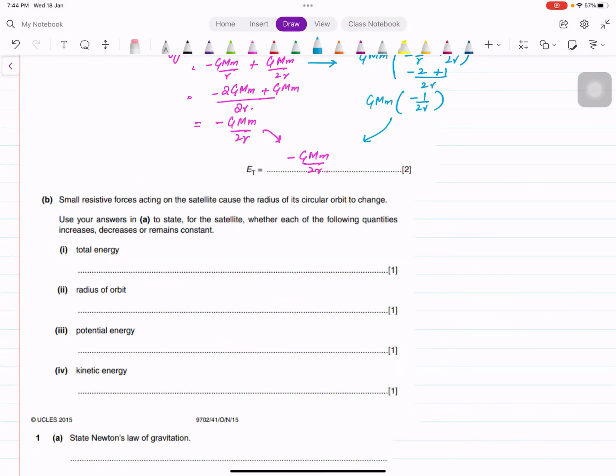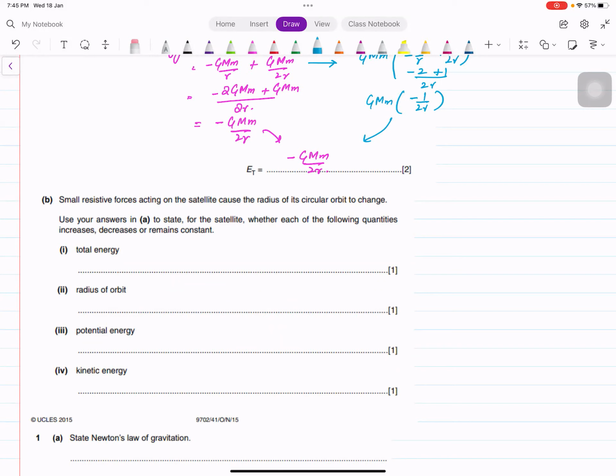So now check this out. This is something very, very important, so I need full focus here. It says small resistive forces acting on the satellite cause the radius of the circular orbit to change. Use your answers in part A to state for the satellite whether each of the following quantities increases or decreases.